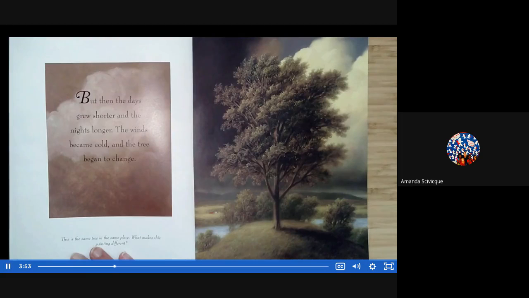I'm learning that the days are growing shorter and the wind is becoming cold. When I look at the illustration, it's confirming what I just read. The leaves almost look like they're leaning to the right on the tree, and that the clouds are too, almost like the wind is pushing them to the right.